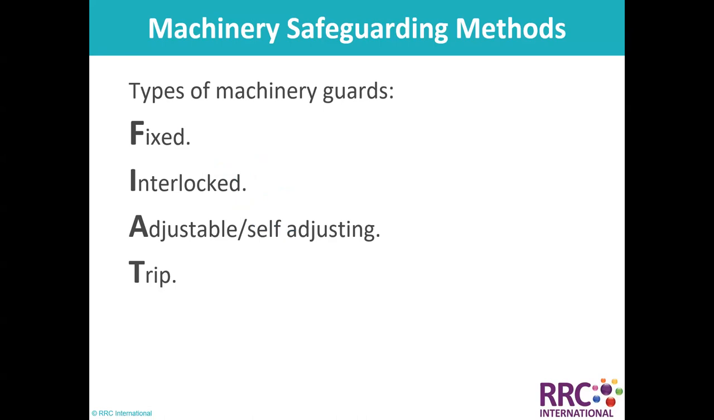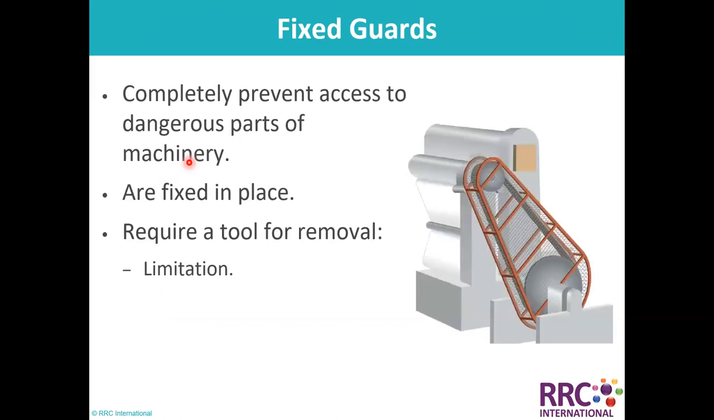So what different kinds of safeguards do we have? One of them is fixed guards, interlock guards, adjustable or self-adjusting guards, and trip devices or sensors. What are these? Let us start discussing all of these one by one, how these guards work and what their advantages or disadvantages are.